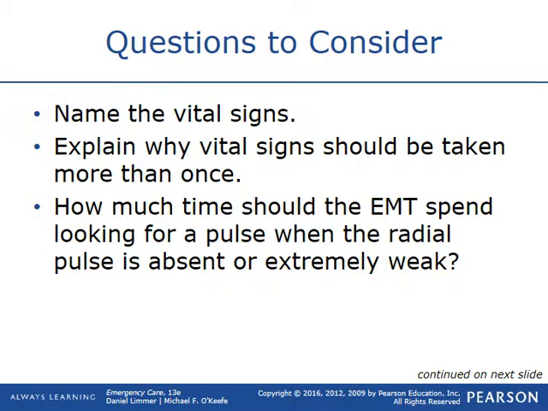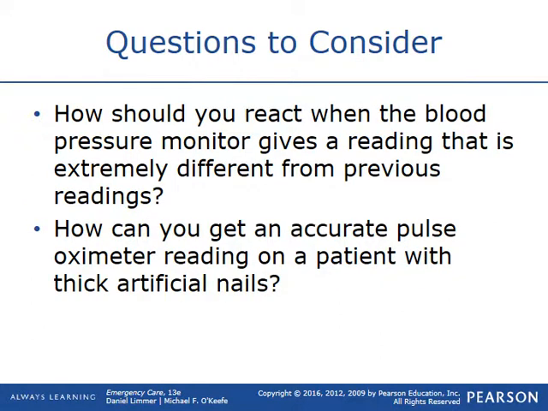Questions to consider. What are the vital signs? What do we need to obtain? Explain why vital signs should be taken more than once. How much time should the EMT spend looking for a pulse when the radial artery pulse is absent or extremely weak? How should you react when the blood pressure monitor gives you a reading that is extremely different from previous readings? How can you get an accurate pulse oximeter reading on a patient with thick artificial nails?